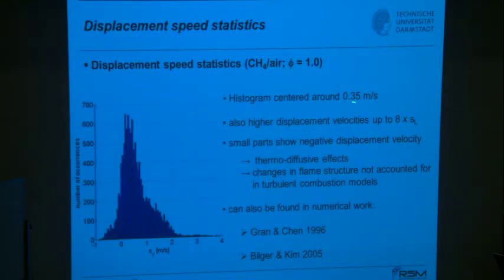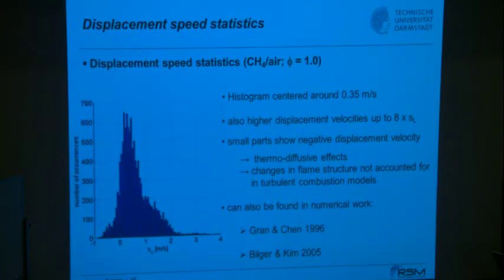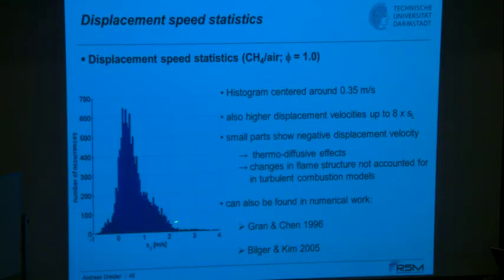So if you now come up with a histogram from a lot of these shots and realizations, using only statistically independent data, you find a histogram that looks like that, where you have the maximum velocities here somewhere maybe 2.5, 3 meters per second, which are up to 8 times the laminar flame speed. And you find as well here these negative parts. And interestingly, you find the same results from DNS, from articles shown over here 20 years ago, 10 years ago, where the authors as well observed these negative displacement speeds.